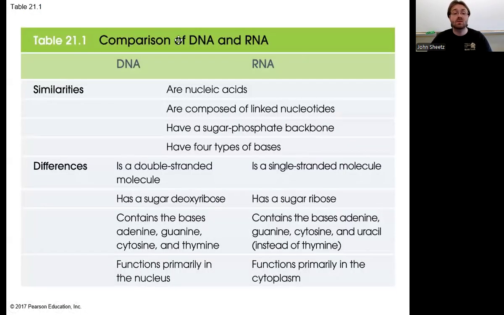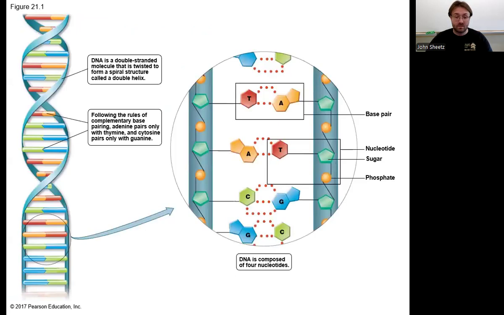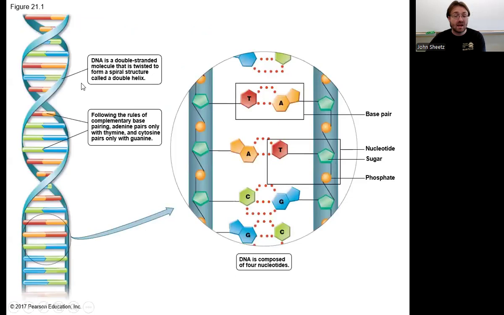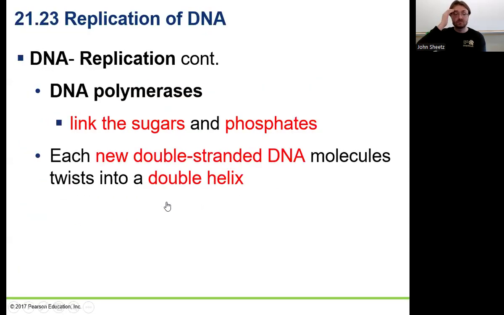Here's a chart just showing their similarities and their differences. Both are nucleic acids, so they convey genetic information between generations. They are both composed of linked nucleotides, being those base pairs. They have a sugar phosphate backbone, which we can go back here. Here's our phosphate, here's our sugar, and they form the blue components of this model. So the blue spiral backbone here, we call this the phosphate backbone, but it's made of both sugar and phosphate.